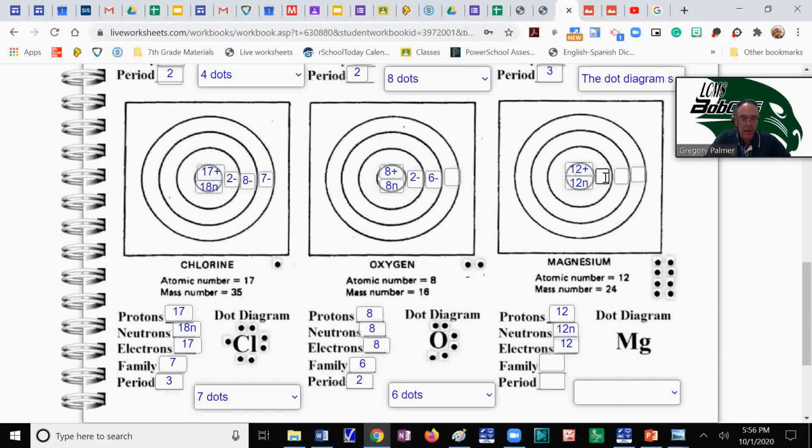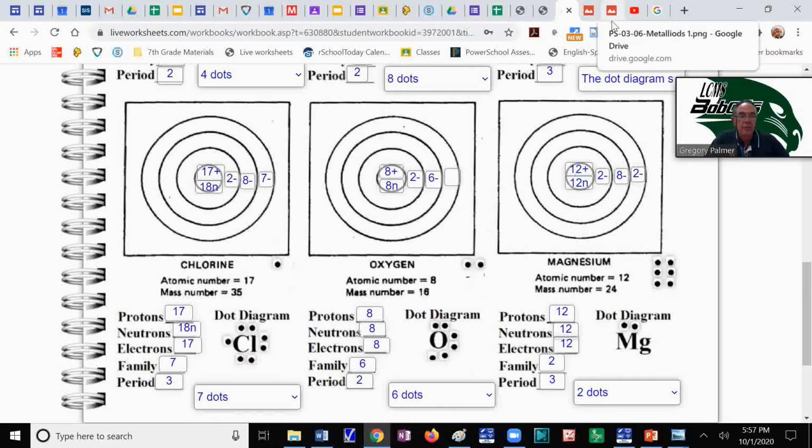There's 2 electrons on the first energy level. And then there's 8 electrons on the next energy level. And there's 2. 2 plus 8 is 10, plus 2 is 12. So we know this will be in family 2. 3 energy levels tells us it's on period 3. We should have 2 dots on the dot diagram. Go in, pop them in.